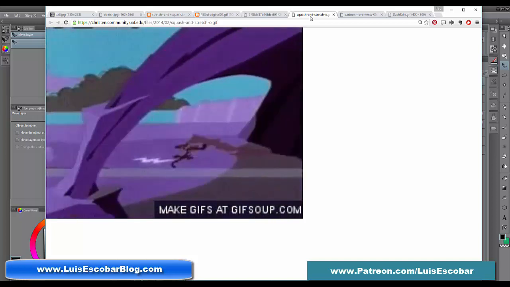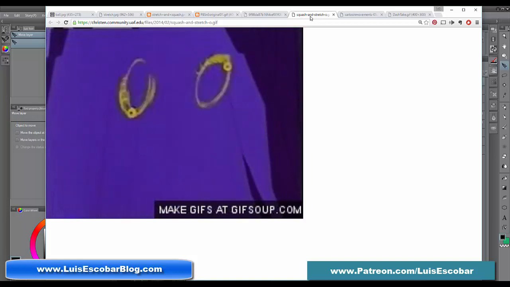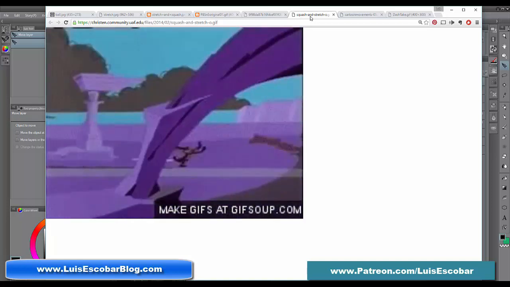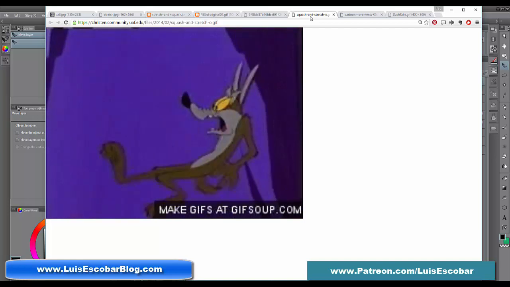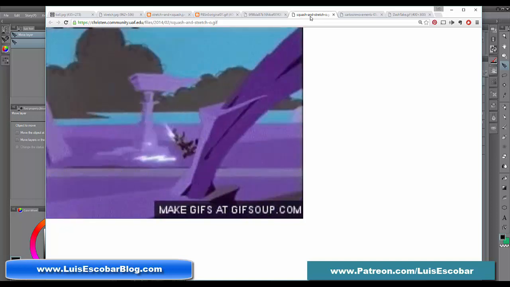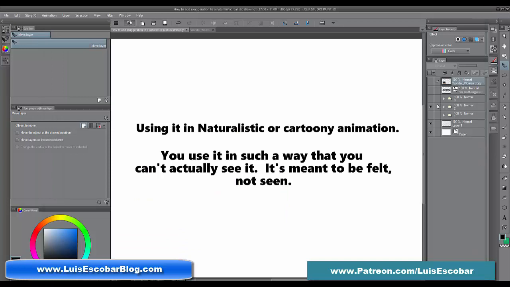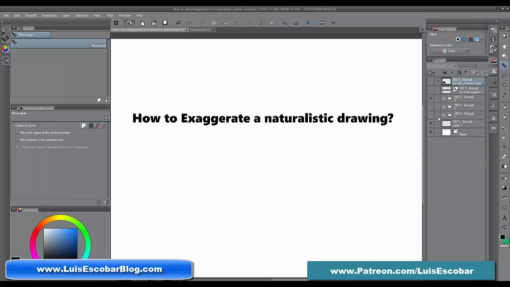You don't actually see the squash or the stretch or any of this stuff. You're only seeing the speed, the reaction of the character. So in animation, it's not meant to be a pose you're supposed to freeze on. You're not supposed to actually see it. However, if you are going to do it, how do you exaggerate a naturalistic drawing? How is it that you were to do it?